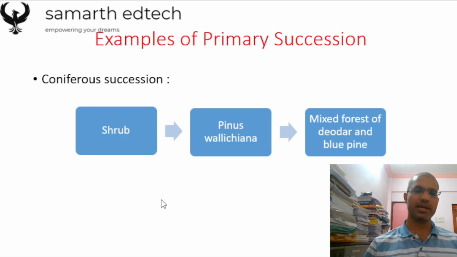Now let's go to another topic, that is your examples of primary succession. So the first example that we are going to study is your coniferous succession. How does succession happens in the coniferous species? So the first or the pioneer species is your shrub, then the sere species is your Pinus wallichiana, and finally the climax community is your mixed forest of deodar and blue pine.